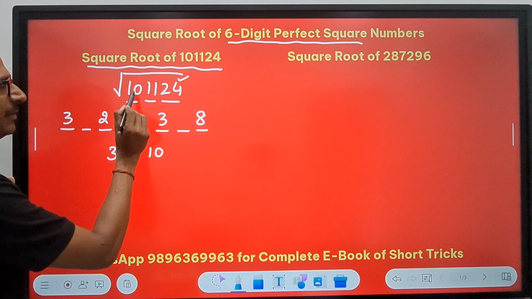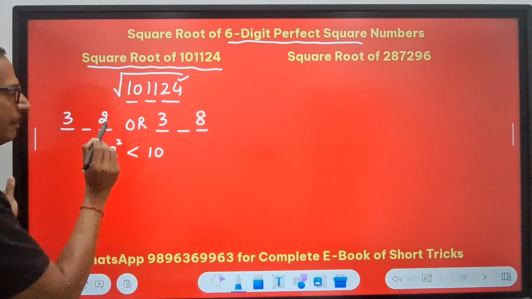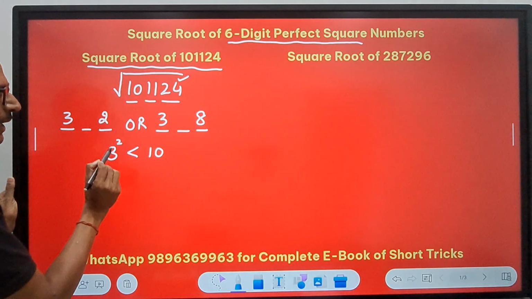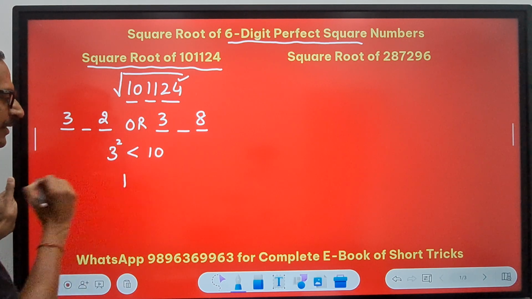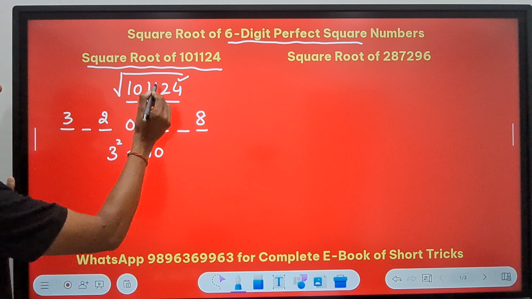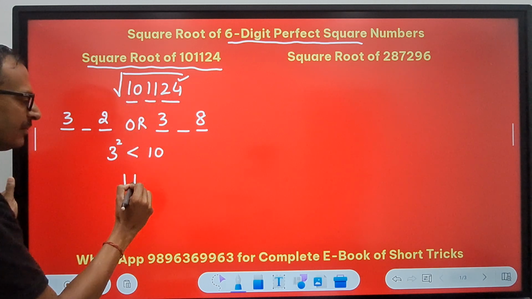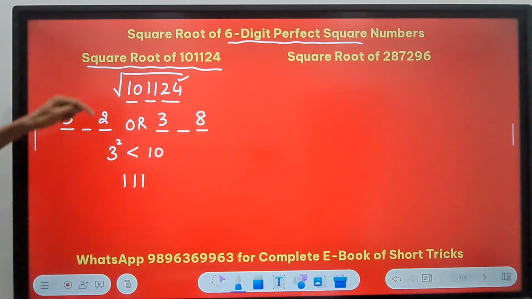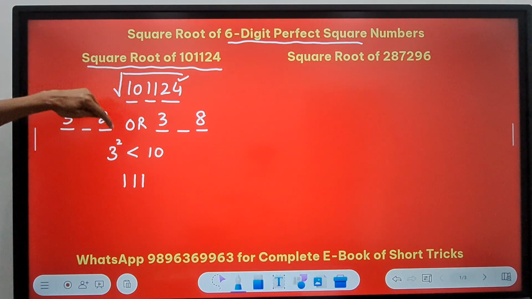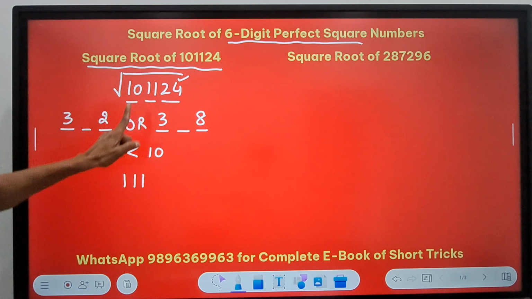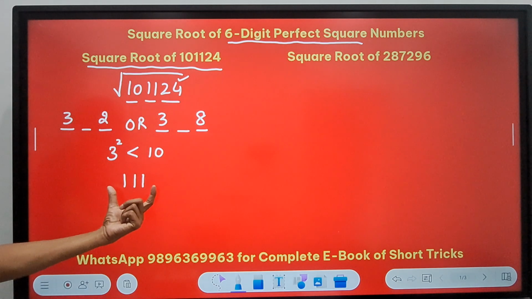Here we have 10. 10 minus 3 square, 9. 10 minus 9 is 1. So I will write a 1 here. And then the second doublet, 11. I need this number, 10, the first doublet, minus this square. 10 minus 9 is 1. And the second doublet with it makes it triple 1.